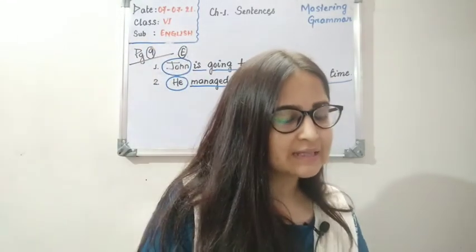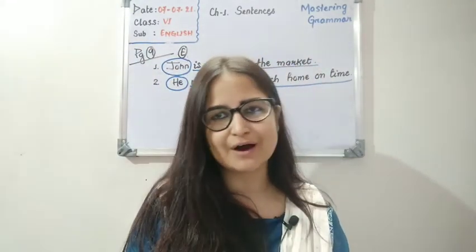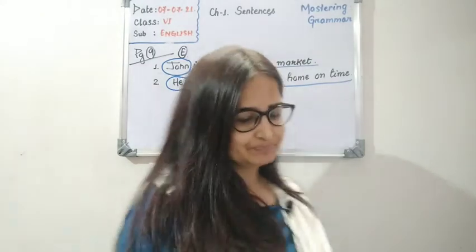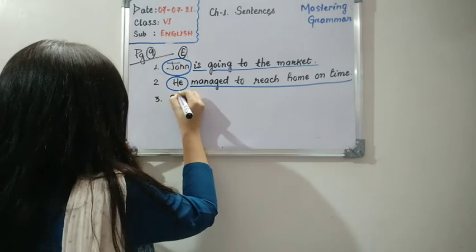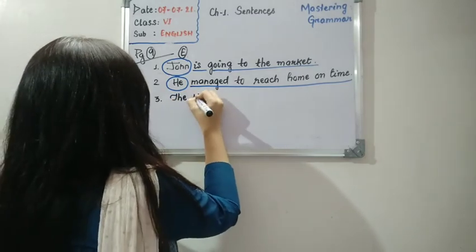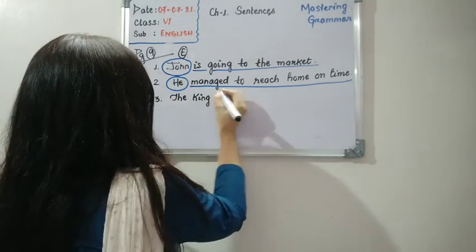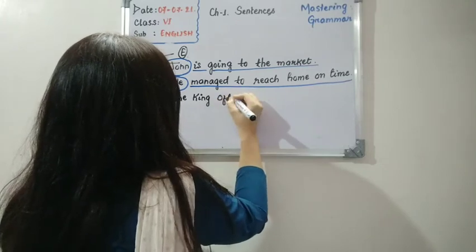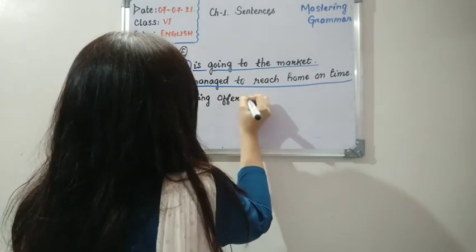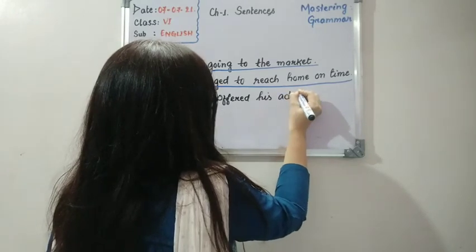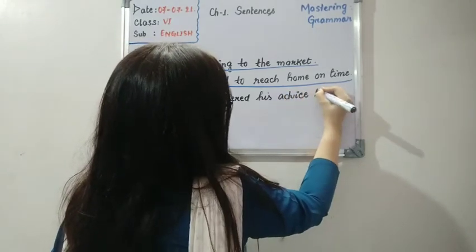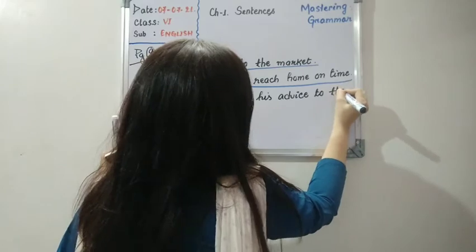Now look at number three. Let's see that. The king offered his advice to the farmer.